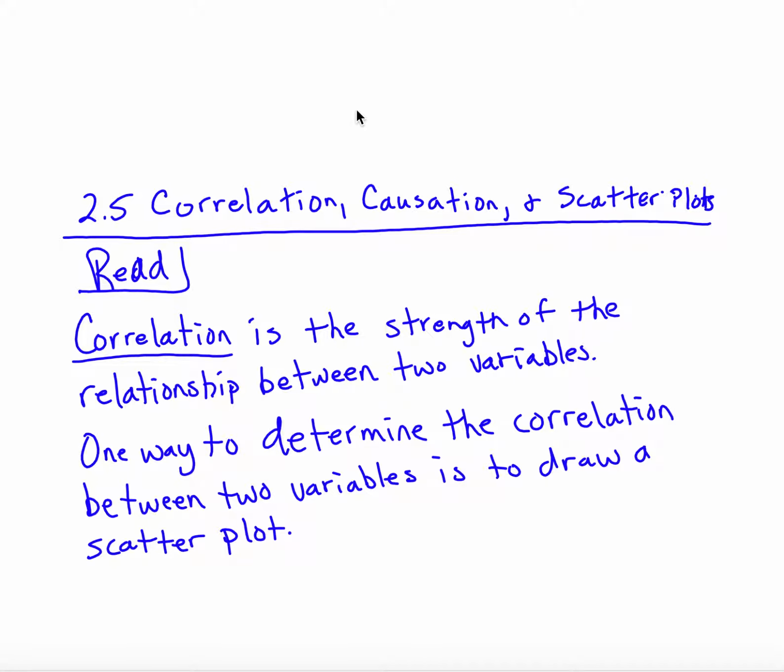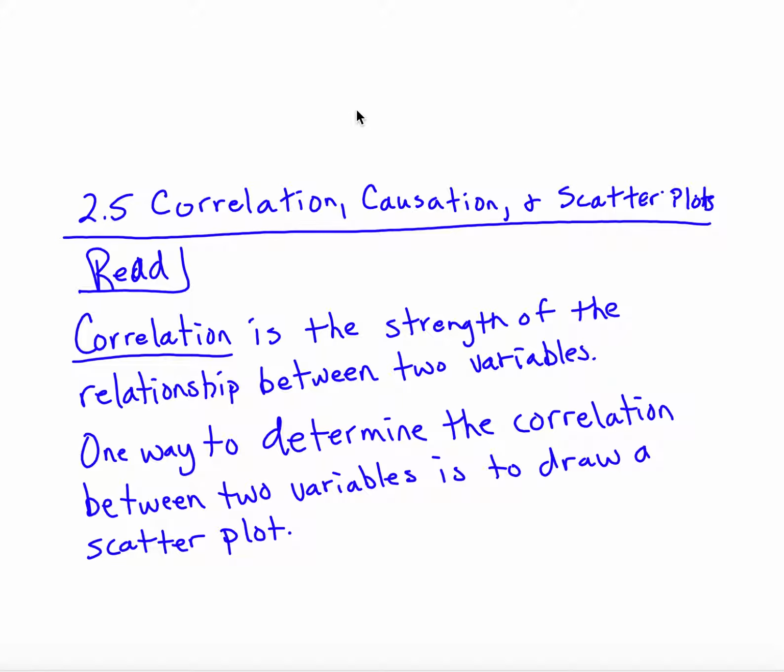Correlation, causation, and scatter plots are an important concept. Usually when we're dealing with correlation and causation and scatter plots, we're dealing with two different variables. So we're looking for that relationship and strength between those two different variables. Correlation is the strength of the relationship between the two variables.